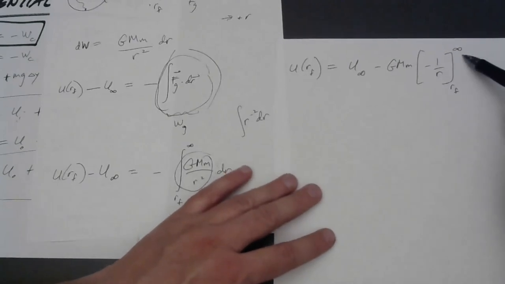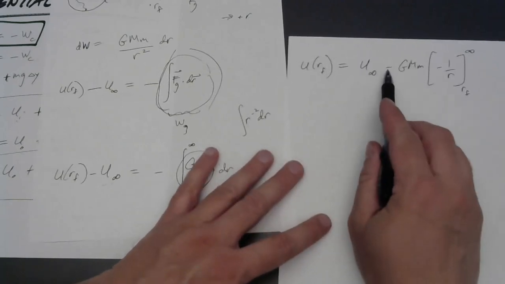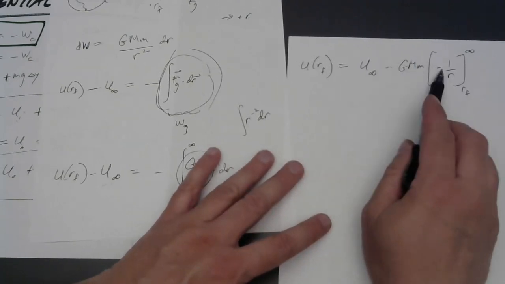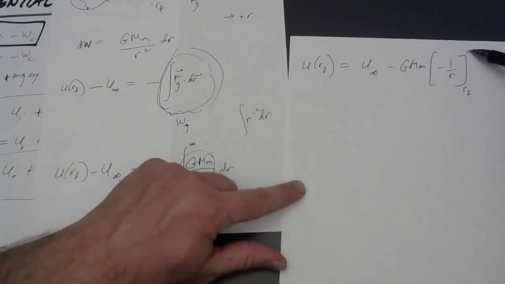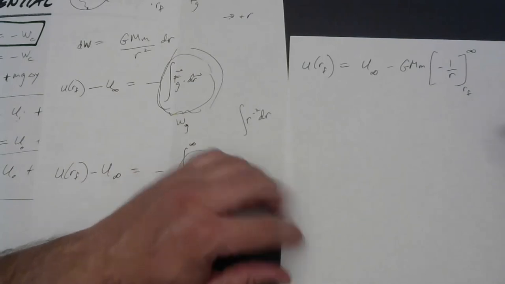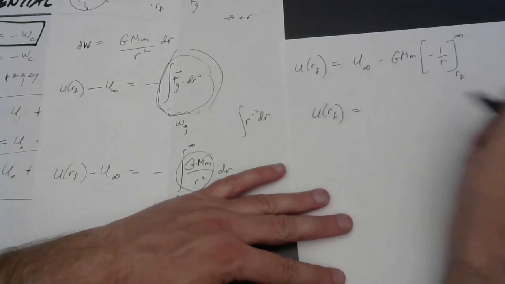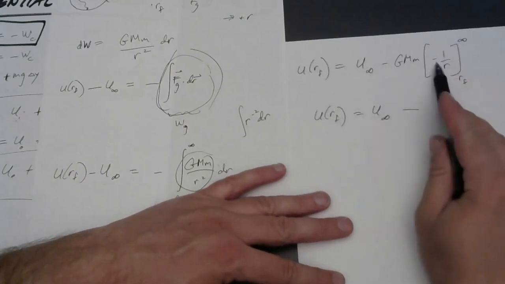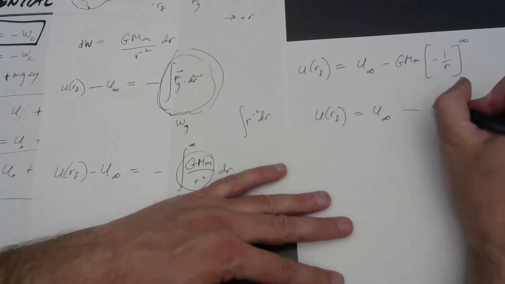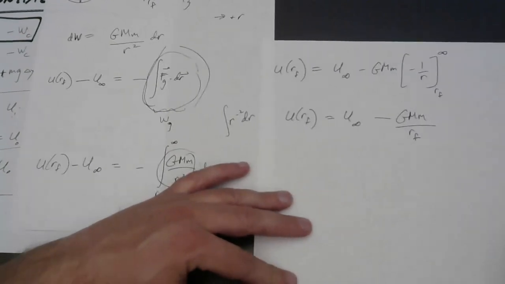Now what happens when you plug in the infinity? 1 over infinity, we take that to be 0. So that limit just goes away. And check it out, we've got a minus sign and a minus sign, those cancel. But then when you evaluate at the lower limit, you're subtracting, right? It's final minus initial when it comes time to apply the limits. So it looks to me like what we wind up with is U at infinity minus, because there were three minus signs altogether, minus G big M little m over r final, okay?